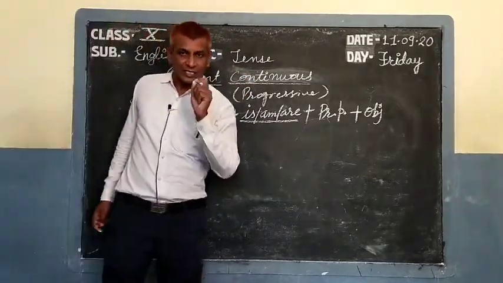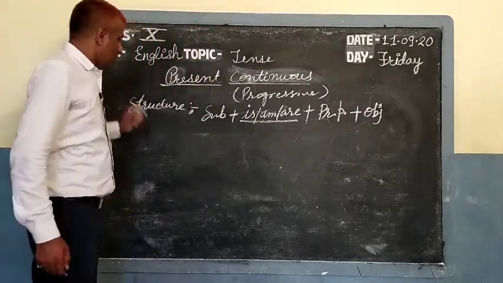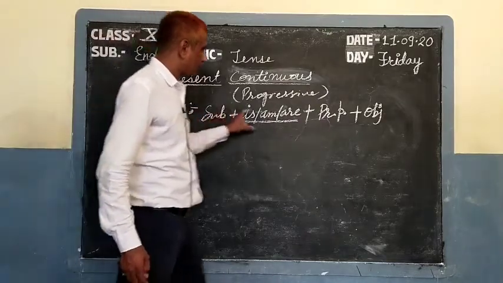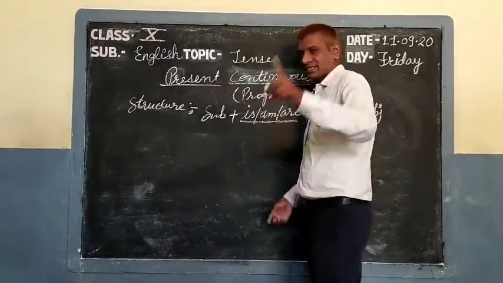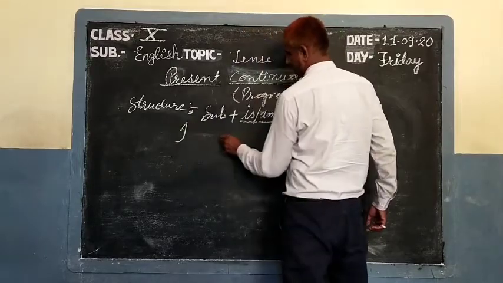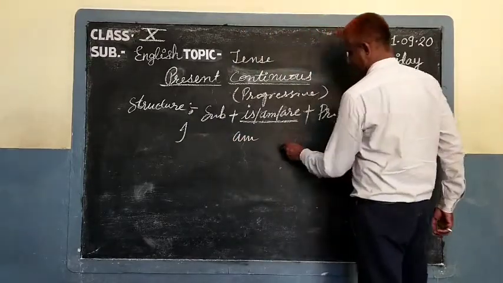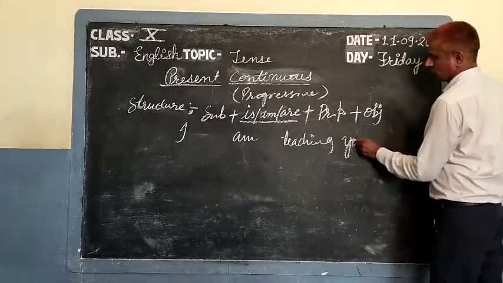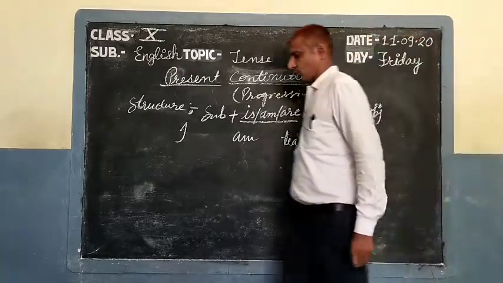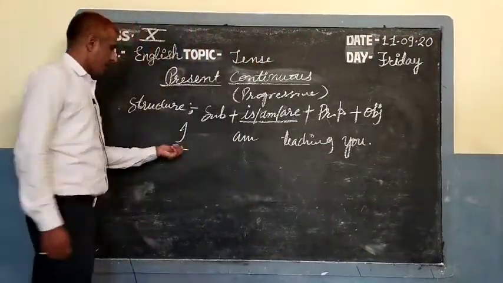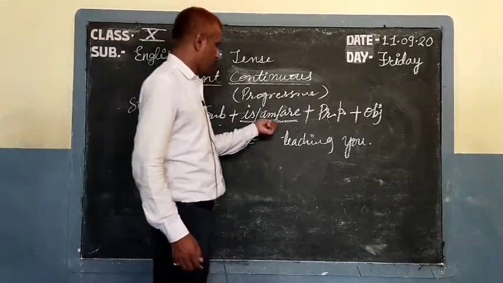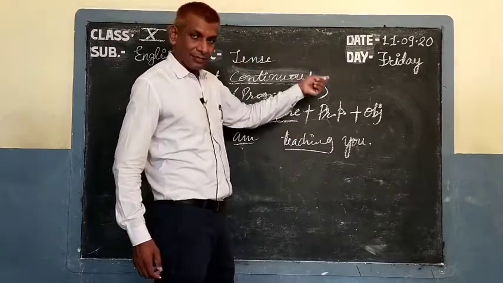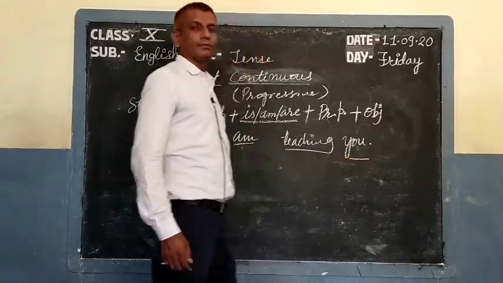So if you see any sentence with this structure, for example, I am teaching you. See, I is the subject, am is the verb in present, teaching is the present progressive, and you is the object.